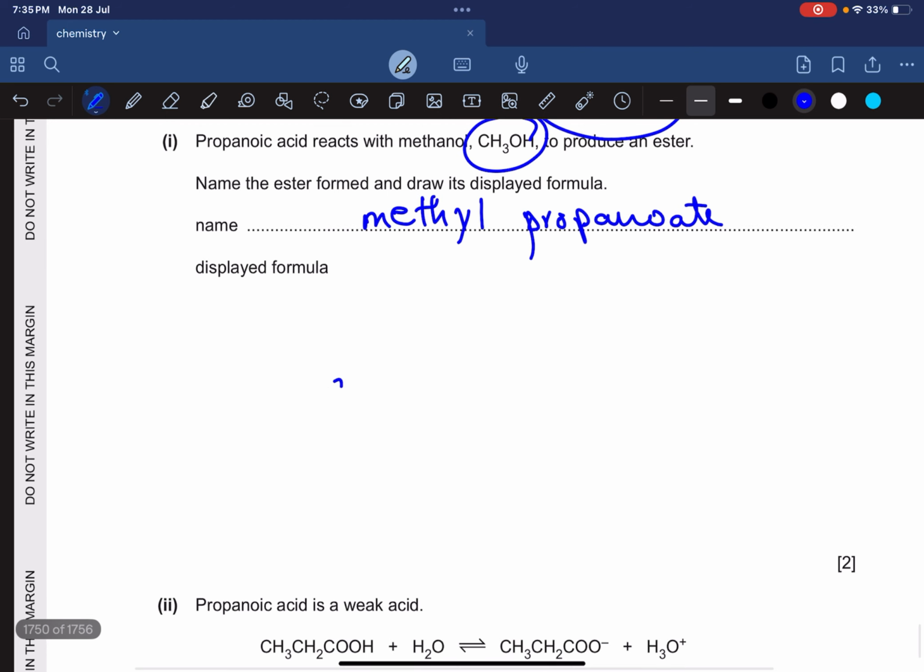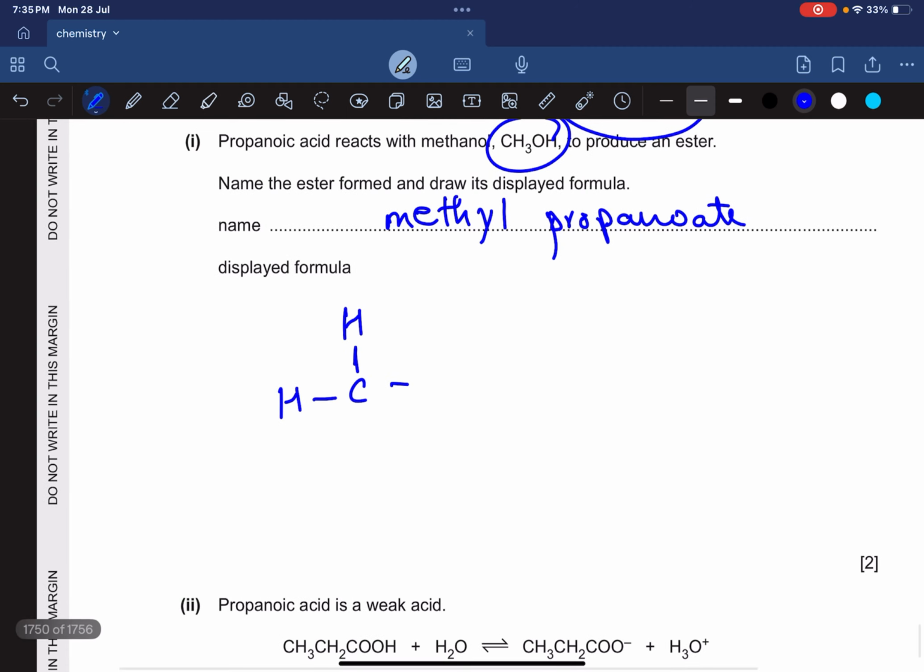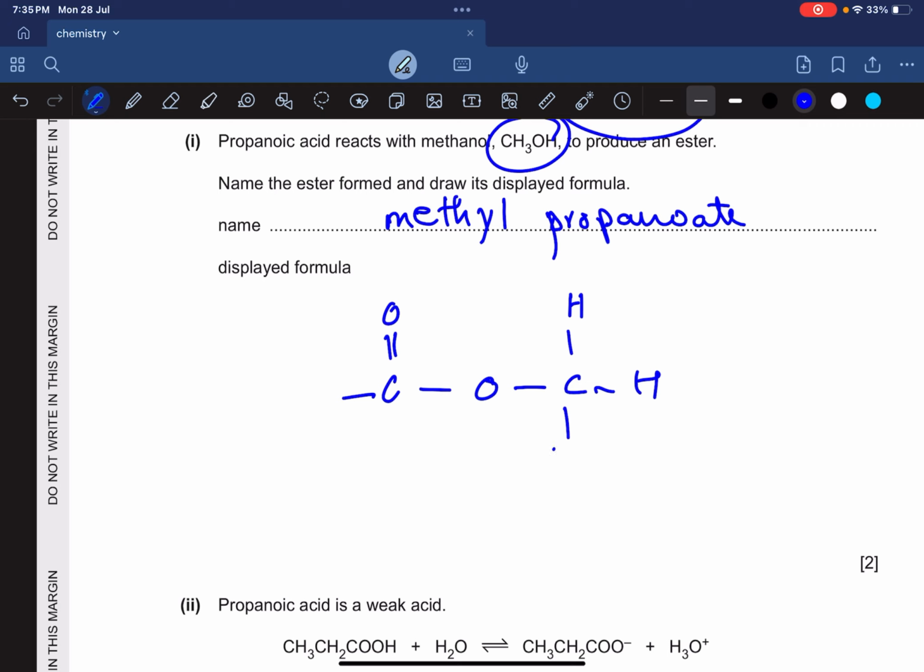If you have to draw the displayed formula, we can make the acid first, like this. So the acid part is propanoic, and over here we can attach our O, then C, because it is methanol, it's going to be like this, C, and here you come with your H. Okay, so this is your methyl propanoate.